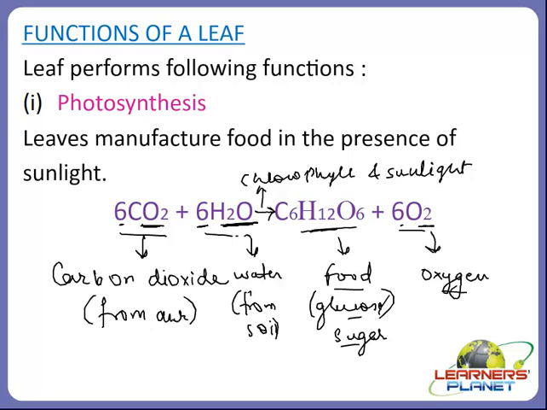So the first function is photosynthesis. Leaves are usually green due to the presence of a green pigment called chlorophyll. As we have learned in previous classes, leaves are also responsible for making food for the plant. The process of making food by the plant using carbon dioxide, water and sunlight is called photosynthesis.